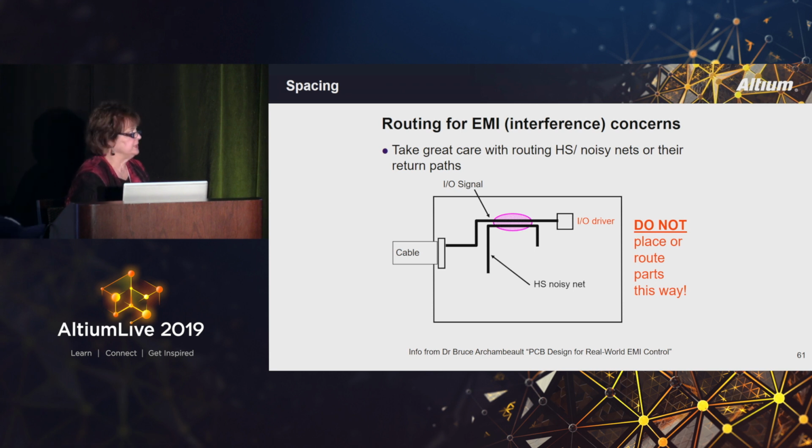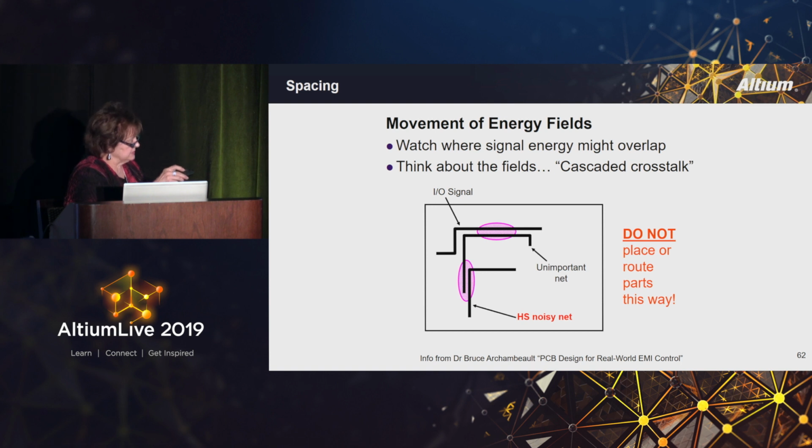So be careful about the way you route things. Here's the same example. If you have that same part that happened to get placed far away and you put an unimportant net, a slow net close by, but you had a place where that unimportant net could get energy from a high frequency part or signal, then you see you could cascade it here and then cascade it here. That's what Dr. Archambault calls a cascaded crosstalk. So it's a way to get energy places that you don't want it to be, and that's common mode energy. Common mode energy going off the board through a cable can easily become an antenna.